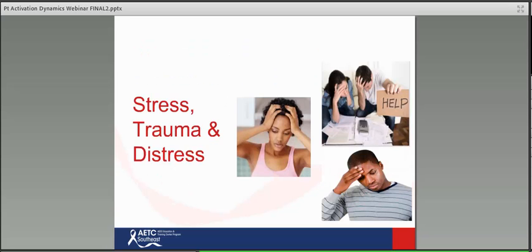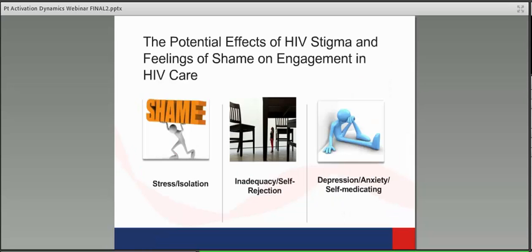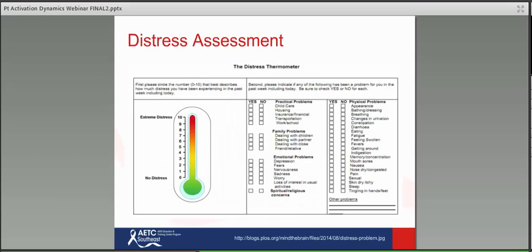So some clients need to learn how to give themselves an affirmation, because many of our clients are under stress. They've been traumatized and under distress. They feel shame. They may feel inadequate. They have maybe rejected themselves because they've been rejected by others, and maybe they're very depressed, anxious, and maybe they're self-medicating with different medications, legal and illegal, in order to feel numb, to not feel anything, because it feels better than feeling shame, inadequacy, rejection, depression, anxiety.